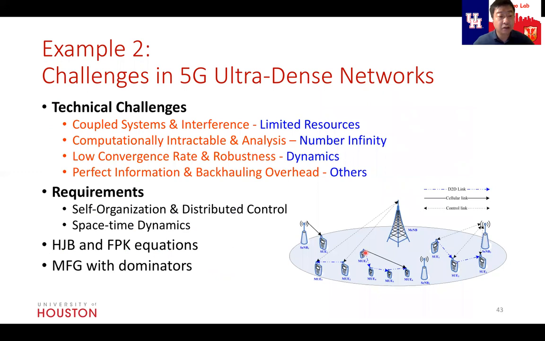So we have this coupled system in the interference. We have a computational infrastructure, and we have a low convergence rate and robustness. Also we don't have perfect information, and backhaul is also a problem. Here, compared with D2D, we have small cell transmission using the same frequency, but we have this dominator. Because the base station still tries to talk with the regular user, and the base station transmission power is huge. So this is a mean field game with a dominator. In other words, it looks like a shark attacking a school of fish. In the middle, there's a turtle, which is the regular base station.